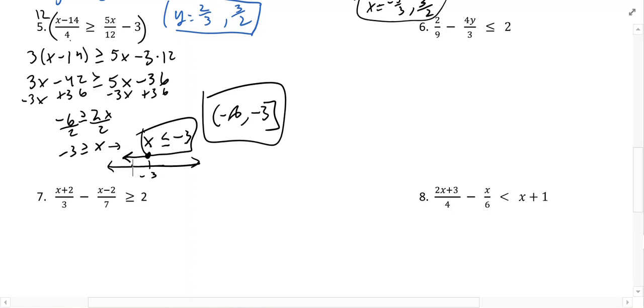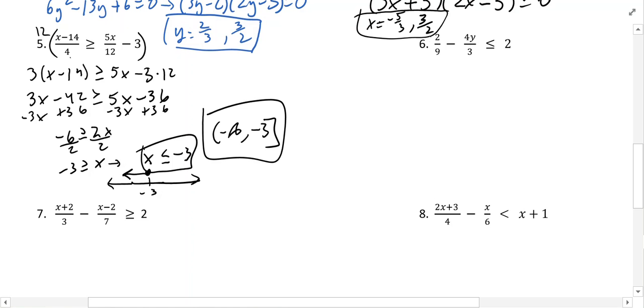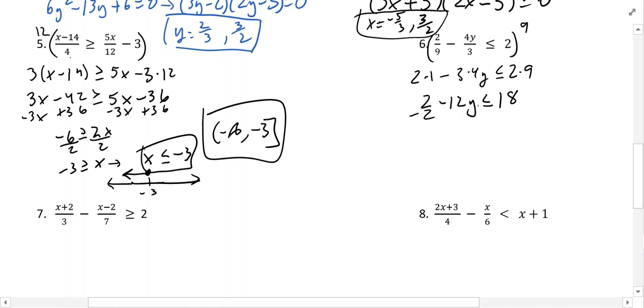All right, so for number 6, again, you have to look for the common denominator. So between 9, 3, and 1, the common denominator is 9. So when you multiply 9 to, I'm going to put the 9 on this side. So when you distribute to all the numerators, here you're left with 9 divided by 9 is 1. So you're left with 2 times 1 minus 3 times 4y is less than or equal to 2 times 9. So then when I simplify here, I'm going to get 2 minus 12y is less than or equal to 18. So I'm going to subtract 2 from both sides. So I get negative 12y is less than or equal to 16.